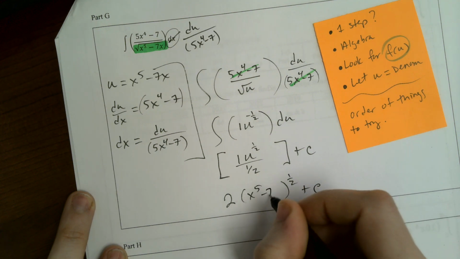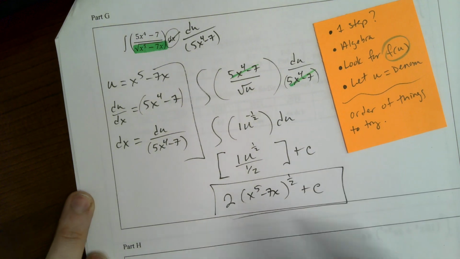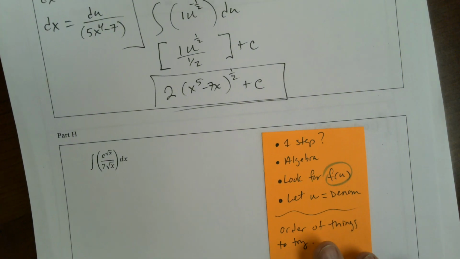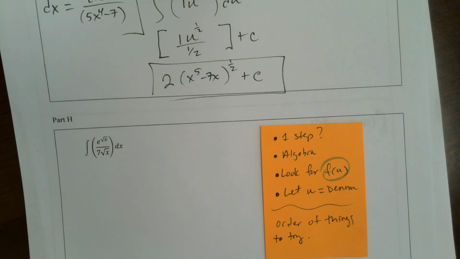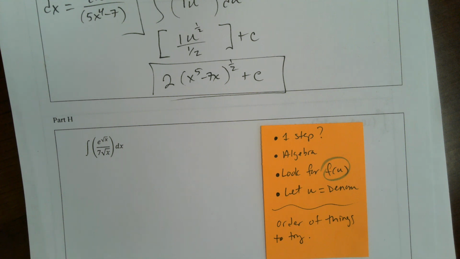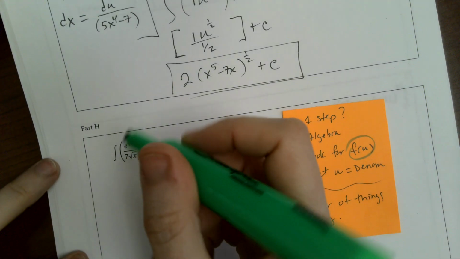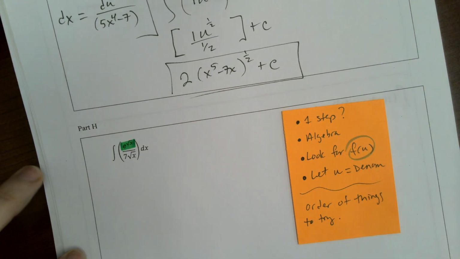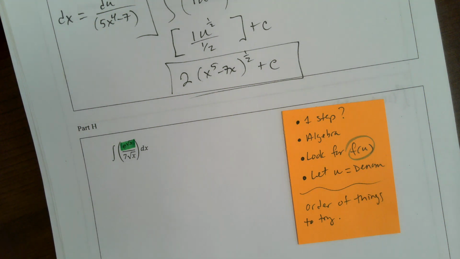The u is x to the 5th minus 7x. And you could leave it to the 1/2 power, or you could put a square root. Either notation is fine. Okay, one more. Part H. Is this a one-step? No. Can we do it with algebra? No. Look for f of u. I see an e function with a square root of x inside of it.